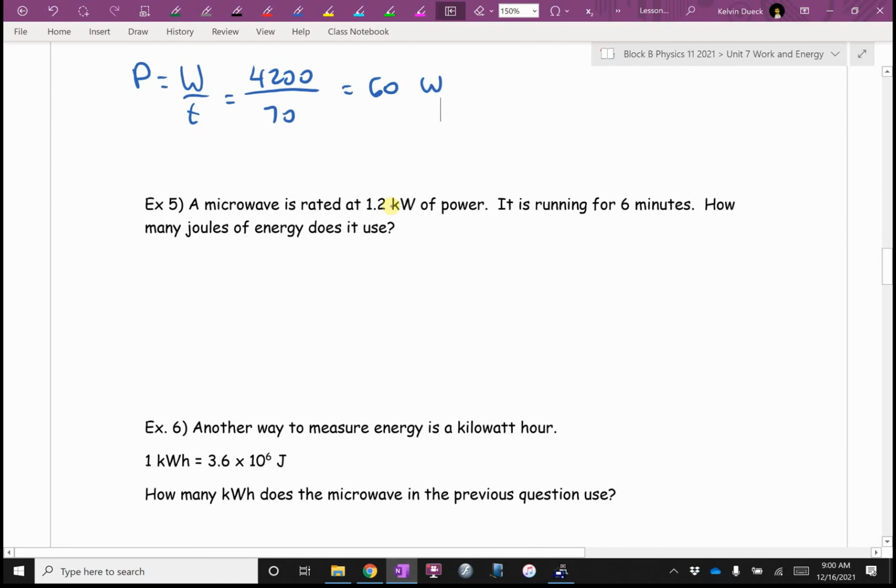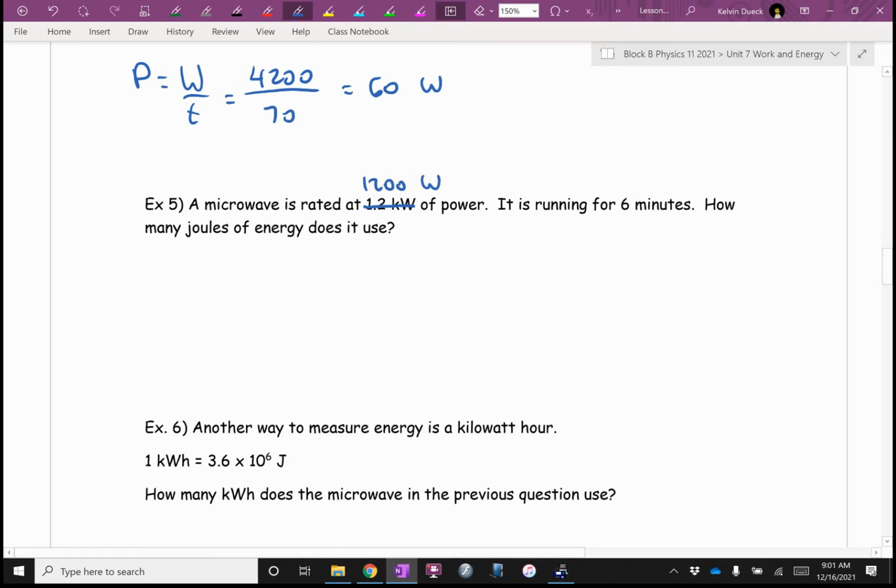A microwave is rated at 1.2 kW. Kilowatts. How many watts is 1.2 kilowatts? How could I do the conversion quickly? What about 1,000? What will I do with the 1,000? Multiply. What's 1.2 times 1,000? This is 1,200 watts.